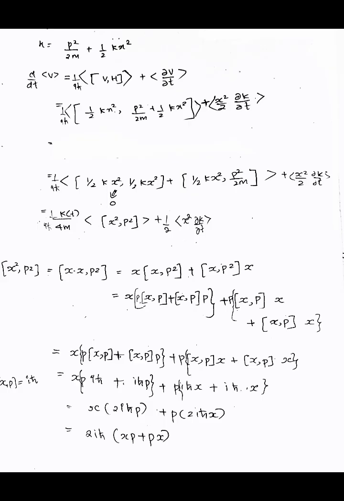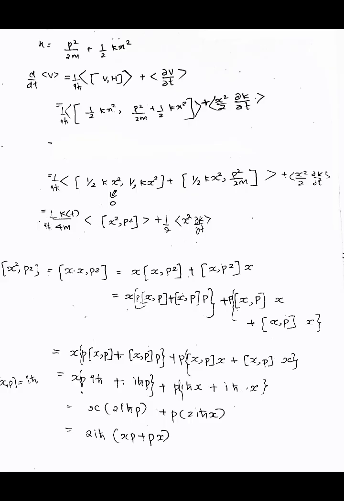Can be rewritten as 1 by iħ into the Poisson bracket of half k x square comma half k x square plus the Poisson bracket of half k x square comma p square by 2m plus the expectation value of x square by 2 into ∂k/∂t. This is equal to 1 by iħ into k by 4m, the expectation value of the Poisson bracket of x square comma p square plus half expectation value of x square into ∂k/∂t.